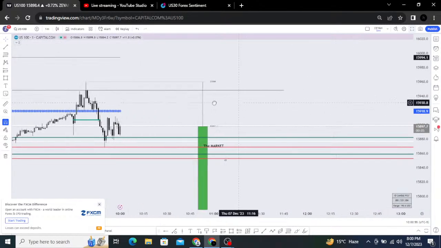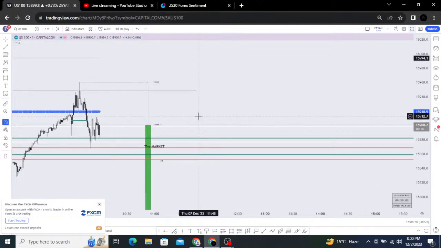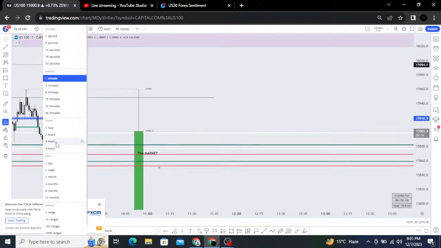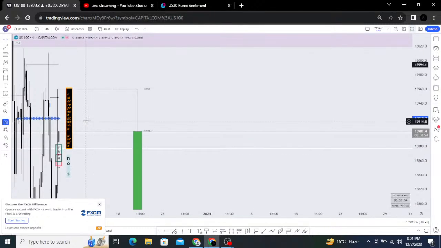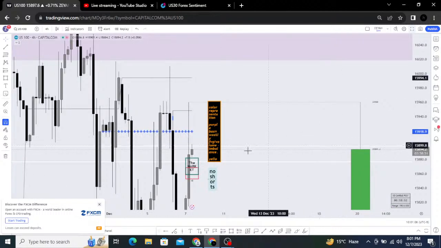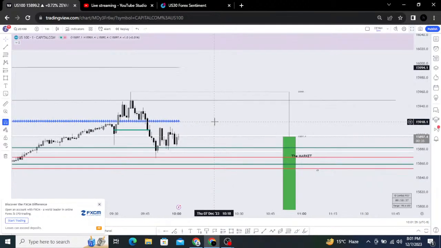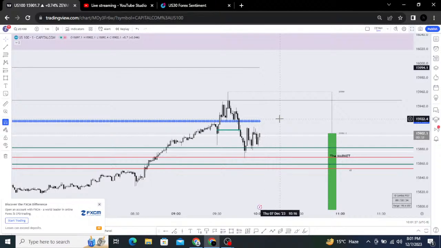So no shorts, no shorts. It's 10 o'clock, and the 4 hours closed right at the consequent encroachment of the monthly volume imbalance. That doesn't get us in a good spot, but we are still not shorting it. That means I can make a good case or a good risk to reward scenario for the buys, but I'm not shorting it.